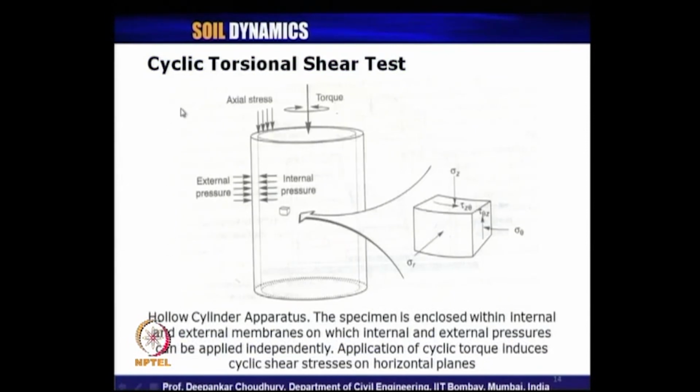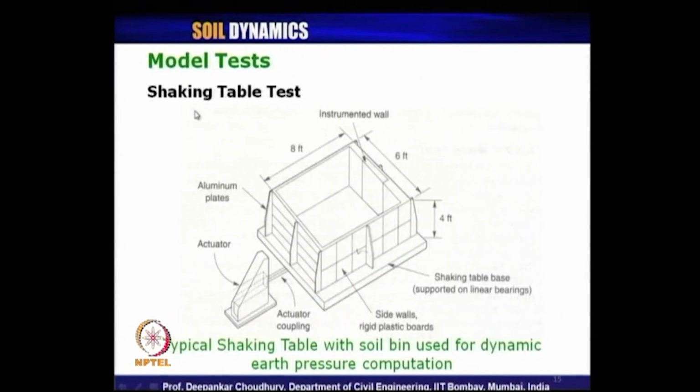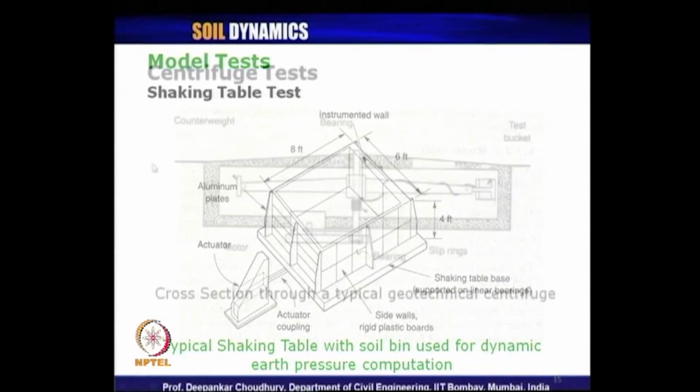Also we have seen the cyclic torsional shear test. Within model test, we have seen the basic fundamentals of the shaking table test and its direction of shaking. Depending on that, we can have a one-directional, two-directional or bidirectional, or multi-directional shaking table testing facility.